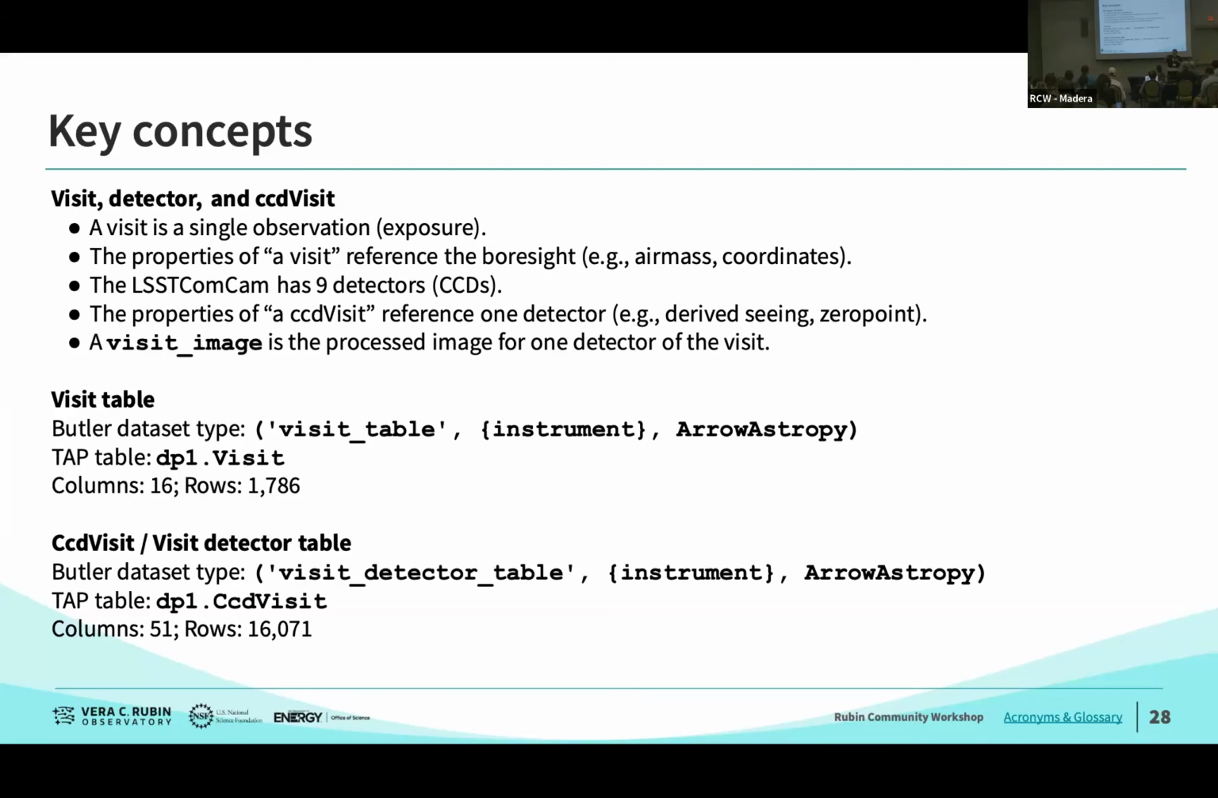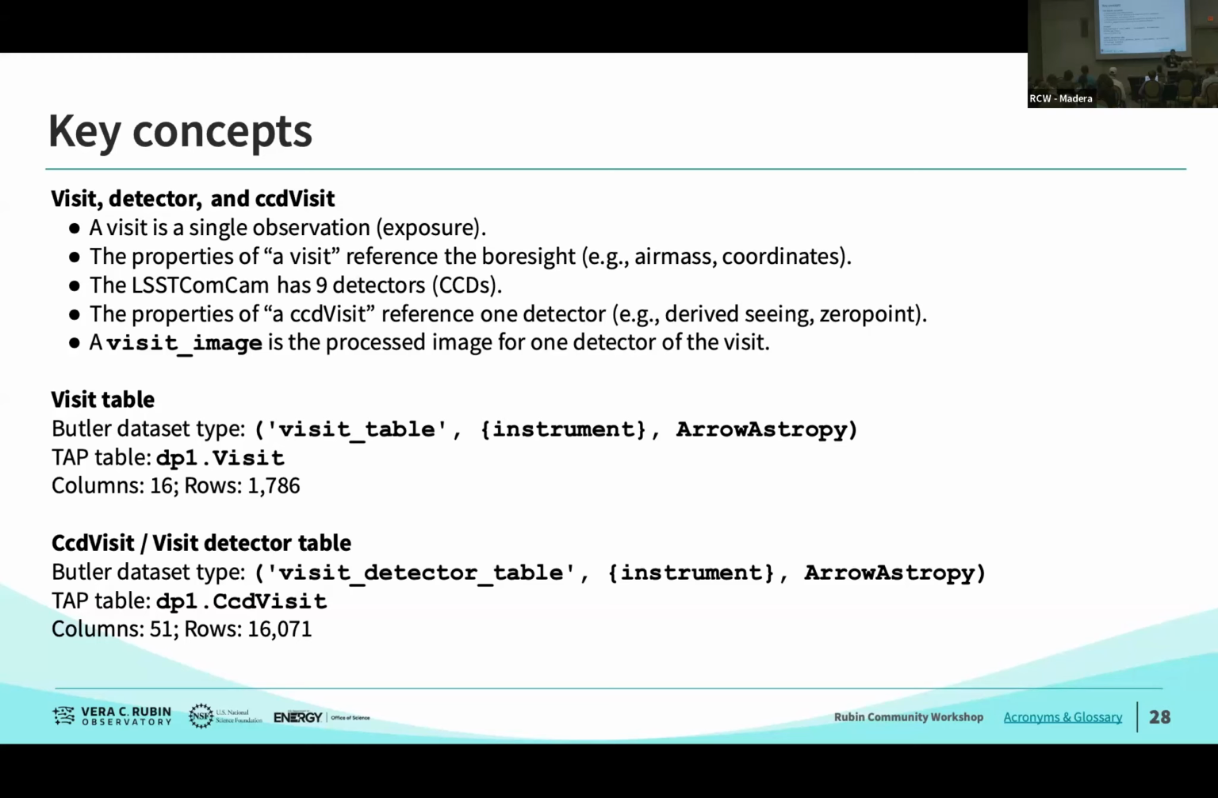And finally, one image for a detector for one visit. After it's processed, we get what we call a visit image. You can find all the properties for all the visits in the visit table, which is accessible both via the Butler and TAP, and that includes the names for both of these data products. But you'll see here that there are 1,786 rows in this table, so that should tell you about how many visits are included in the DP1.